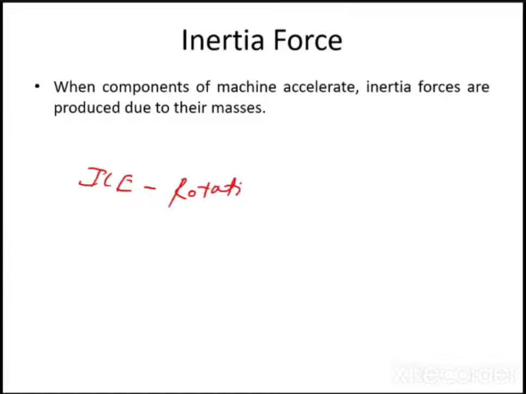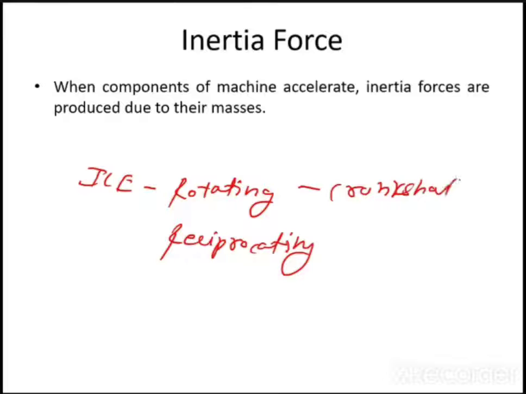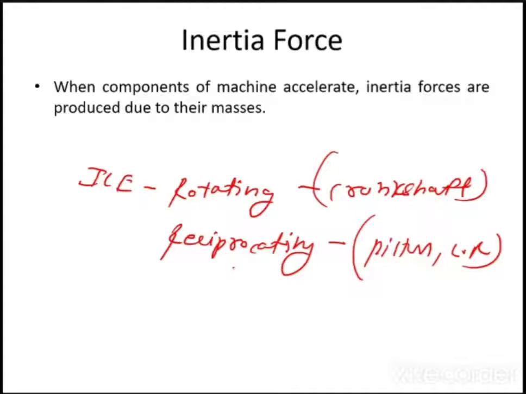One is the rotating motion and second one is a reciprocating motion, right? So crankshaft is a rotating component, and piston, connecting rod, these are nothing but reciprocating components. So there are both rotating and reciprocating components. Now both these reciprocating and rotating components will have the mass, right? Will have the mass m.